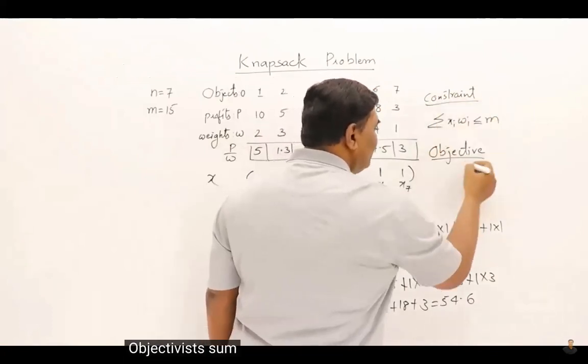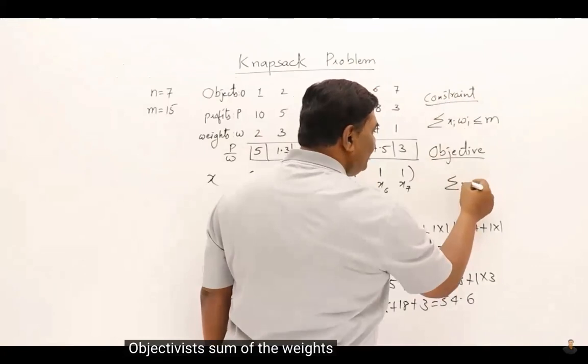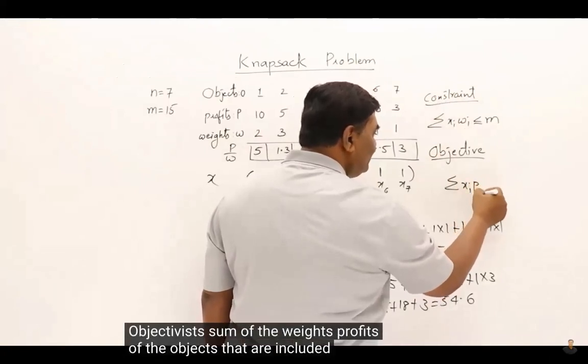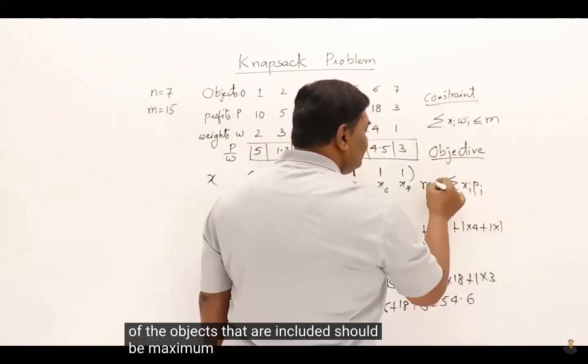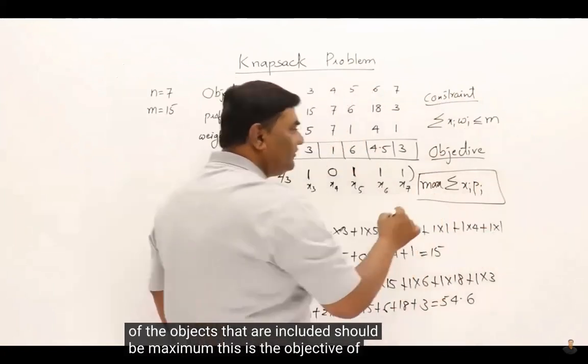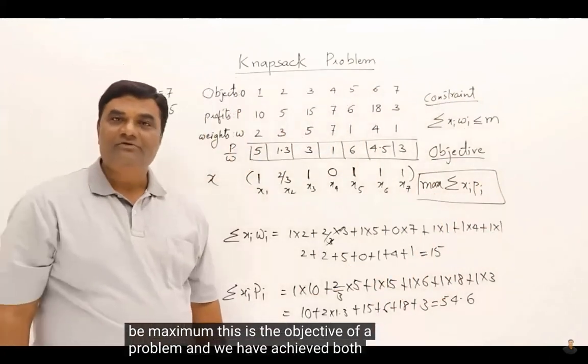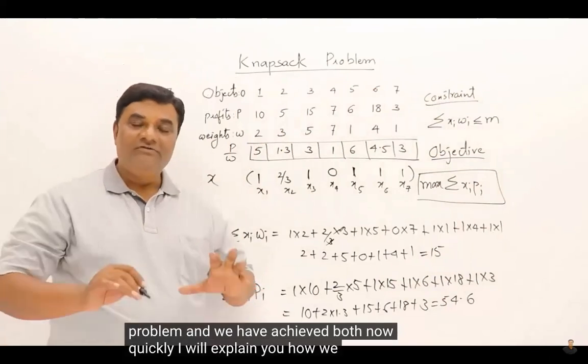Objective is sum of the weights, profits of the objects that are included should be maximum. This is the objective of the problem, and we have achieved both. Now, quickly, I will explain how we have followed the greedy method.